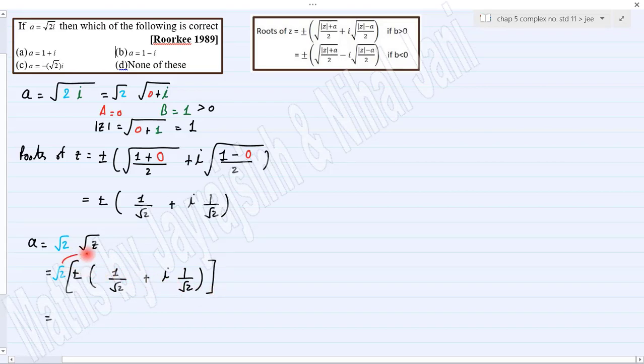So, if we multiply root 2 with the real part, we will get 1, and if we multiply root 2 with the imaginary part, we will get i. Finally, a must be 1 plus i or minus 1 minus i. In option A, we have a is equal to 1 plus i, which we consider as the final answer.